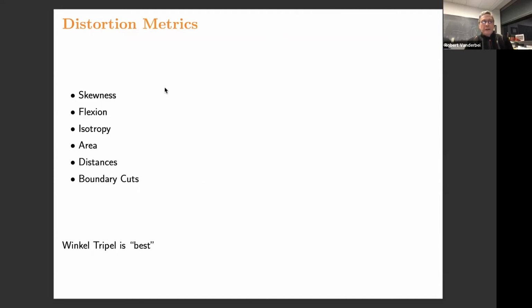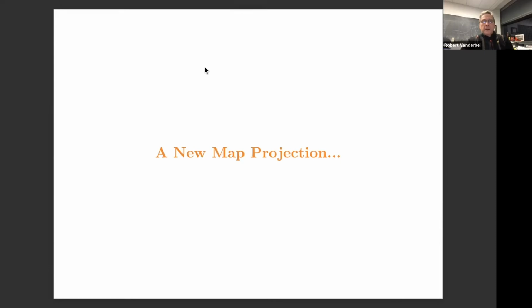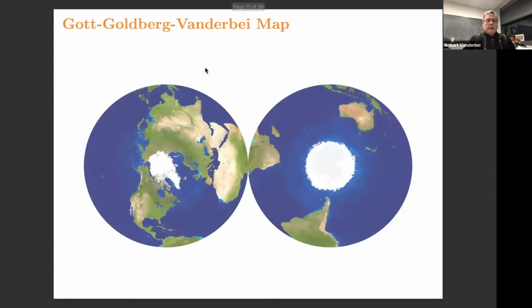So I won't go into those details, other than to say that historically, in the recent past, the Winkel tripel was considered the best weighting of these different metrics. But let's focus on the new thing that I'm associated with, and that is this projection here, the Gott, Goldberg, Vanderbei map.